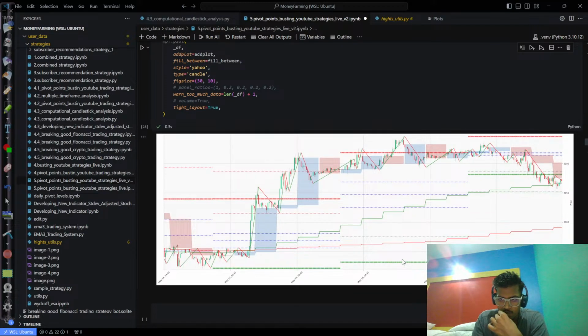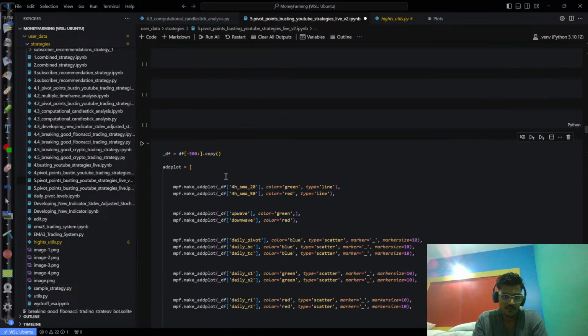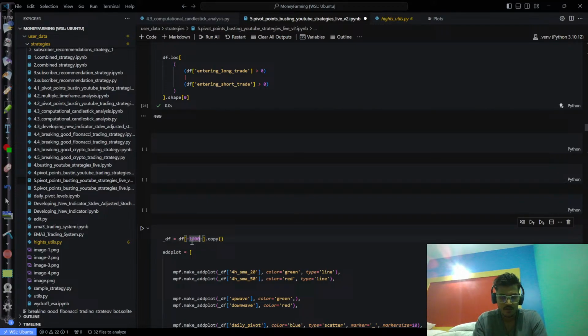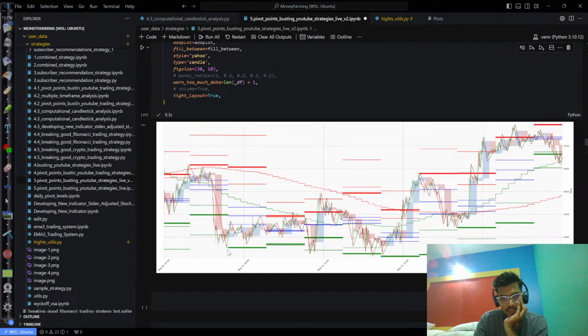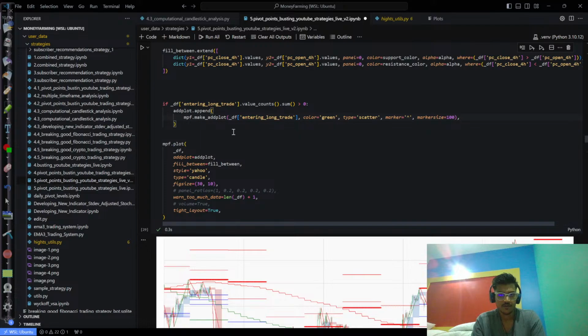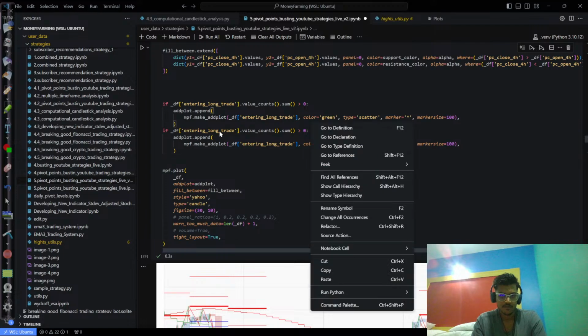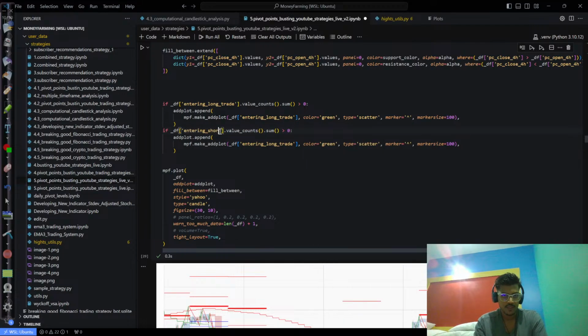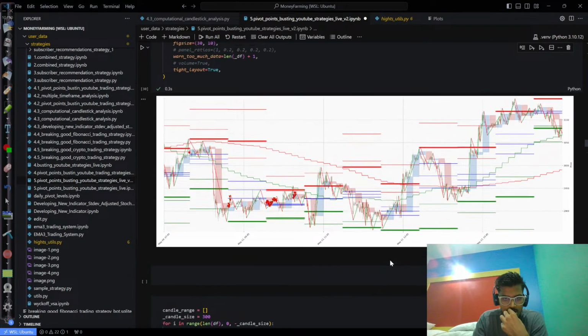Let's see. So we haven't got trade setup here. Let me see if we change it to like 1000. Do we get it then? Well, we should have gotten trade setup here for sure. Why didn't we get it? Ah, shit. So yeah, entering short trade. Entering short trade. Red. So see, we got the trade setup there, but like, what?